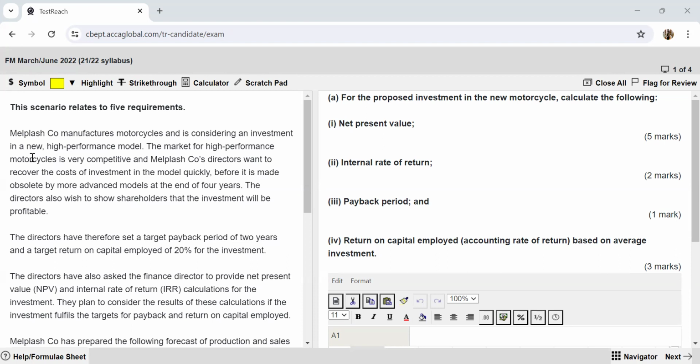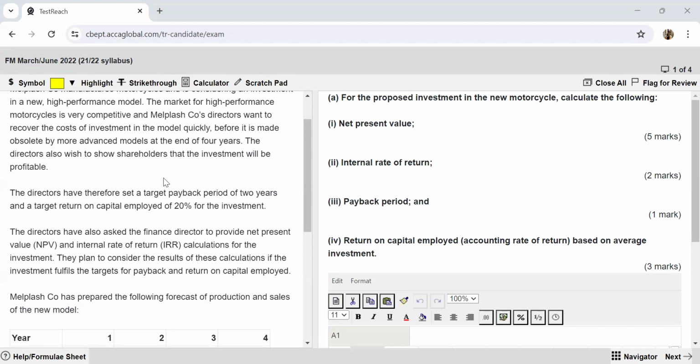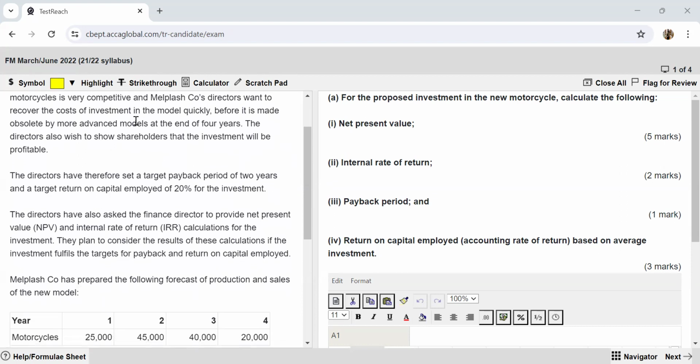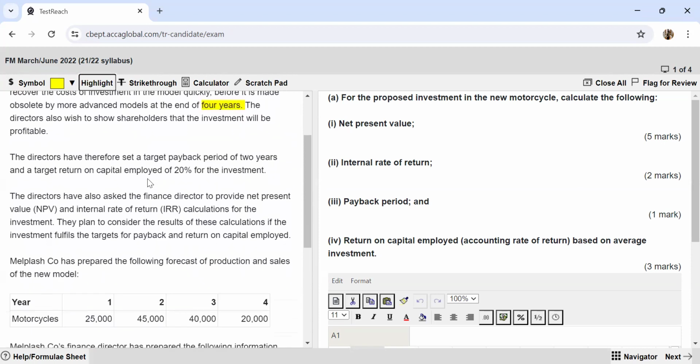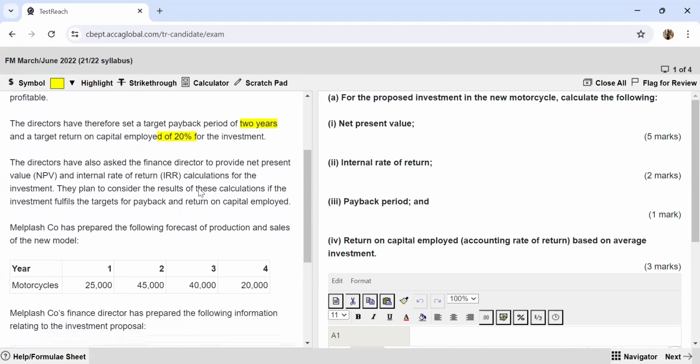Melplash company manufactures motorcycles and is considering an investment in a new high performance model. The market for high performance motorcycles is very competitive, and Melplash company's directors want to recover the costs of the initial model quickly, before it is made obsolete by more advanced models at the end of 4 years. So now I know that the life of my project is 4 years. The directors also wish to show the shareholders that the investment will be profitable. So the directors have therefore set a target payback of 2 years, and the target return on capital employed to be 20%. So this is what targets they have set.